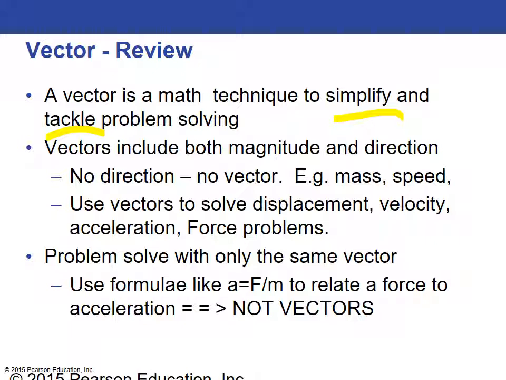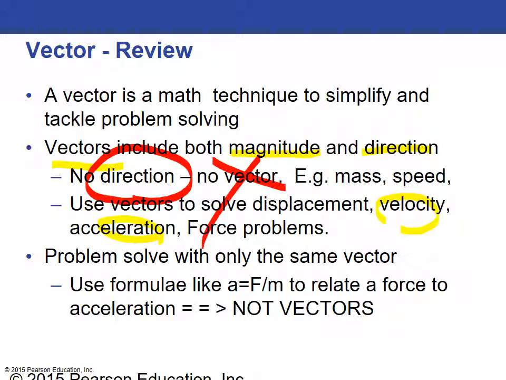Remember that a vector always has both magnitude and direction. So a vector is our math technique to work with things like velocity and acceleration that have a magnitude and a direction. If you don't have a direction, it is not a vector, and this does not apply. So when you're looking at something like mass or speed, it just is what it is. It's 50 grams or 50 miles per hour. It just is what it is. Vectors only come into play when you have some direction element with it.